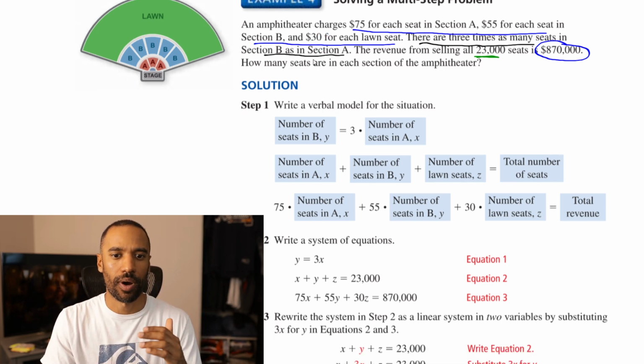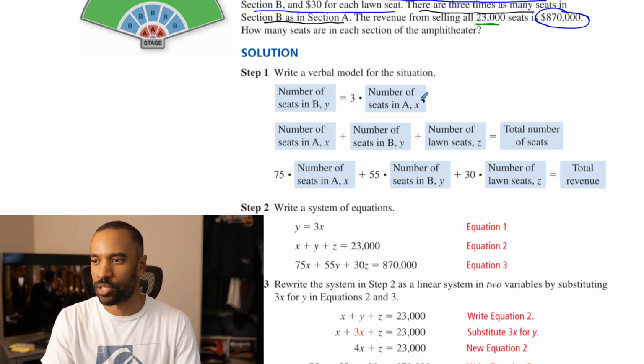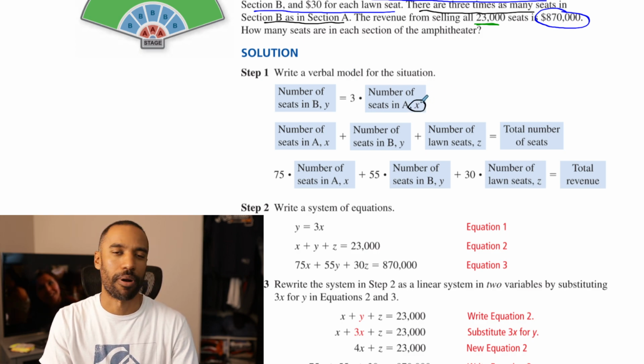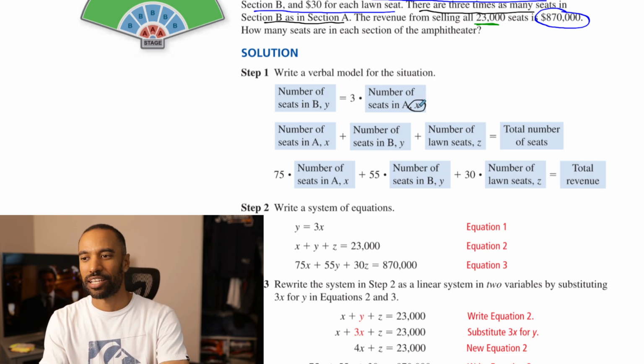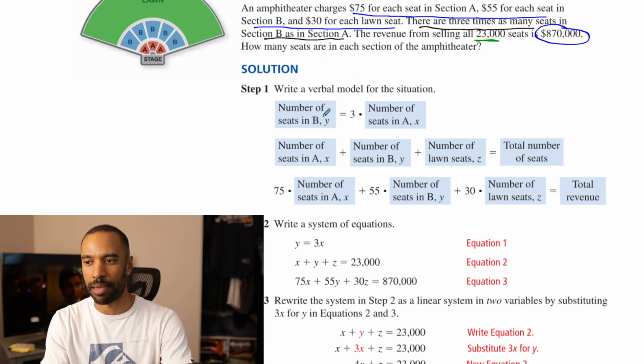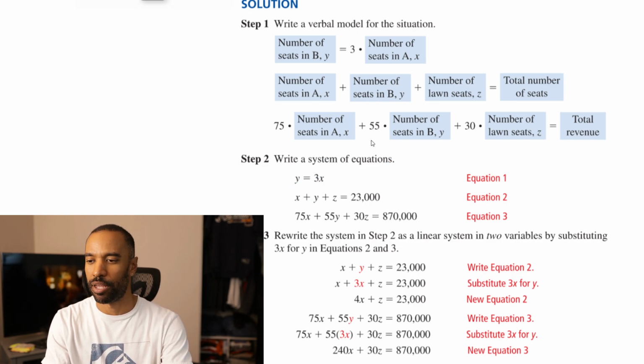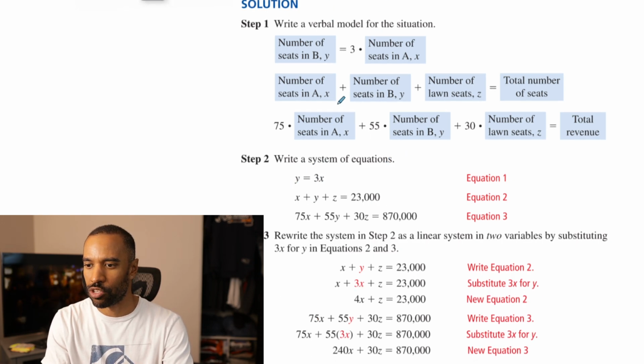So here, and it looks like they're using X and Y and Z for these things. X is representing the number of seats in section A. I probably would use A, B, and C personally. X is the number of seats in section A, Y is the number of seats in section B. If there are 3 times as many seats in B as there are in A, then Y is 3 times X. So that's an equation for that second bit of information. I used black, so that was in black.